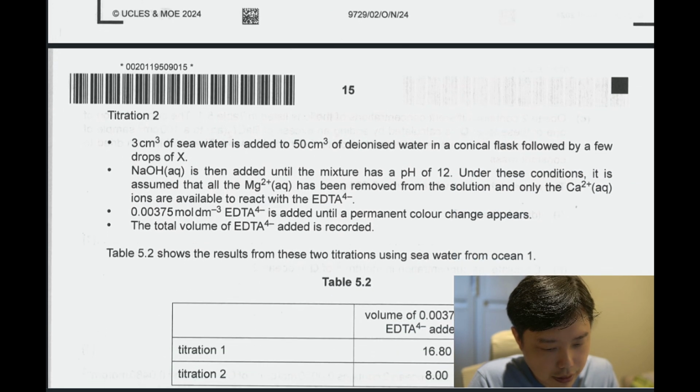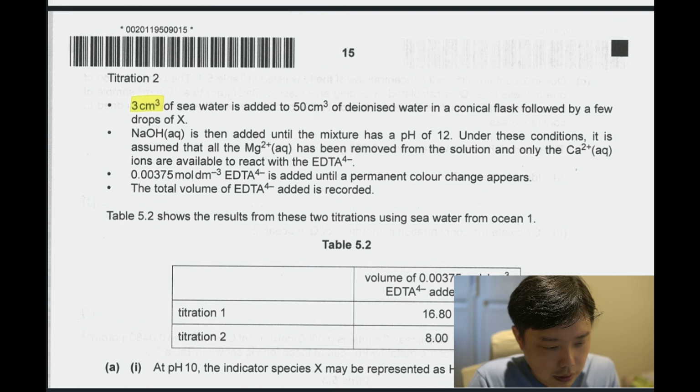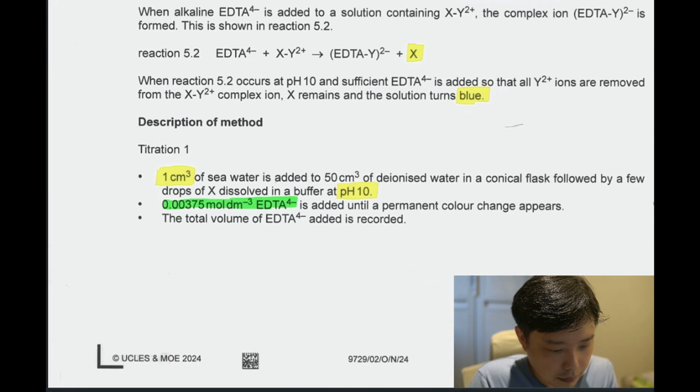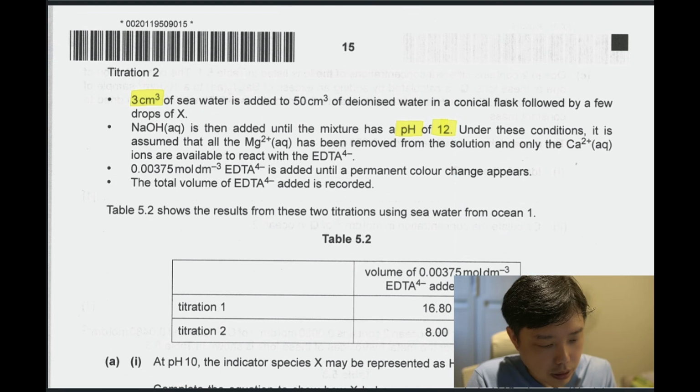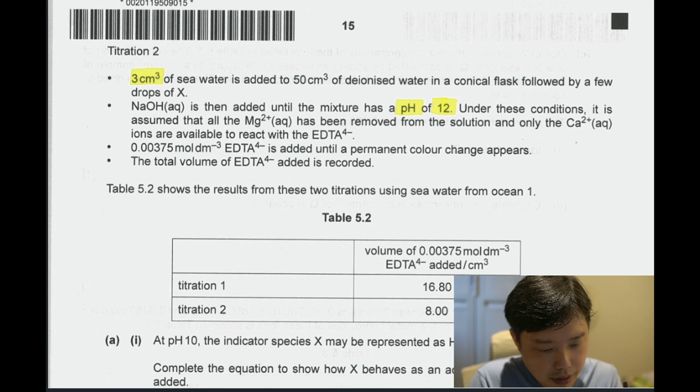Then you have a second titration. This time around they use 3 cm³ instead of 1 cm³. They add a few drops of X, then NaOH is added until the mixture has a pH of 12. Just now was pH 10, now it's pH 12. Under this condition, it is assumed that magnesium has been removed as magnesium hydroxide, basically a precipitate, and only the calcium ions are available. Then the same EDTA is added and the total volume added is recorded.